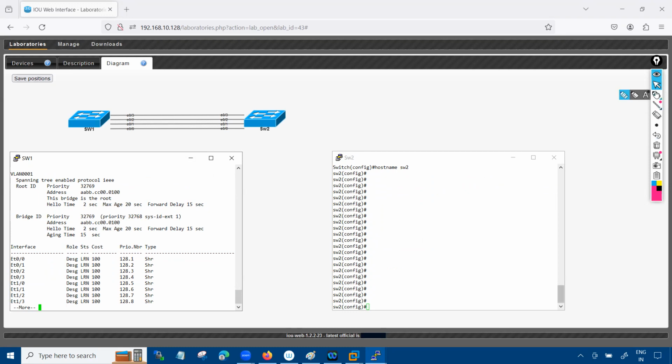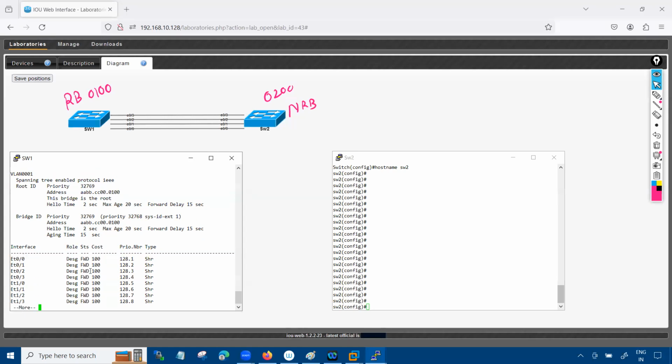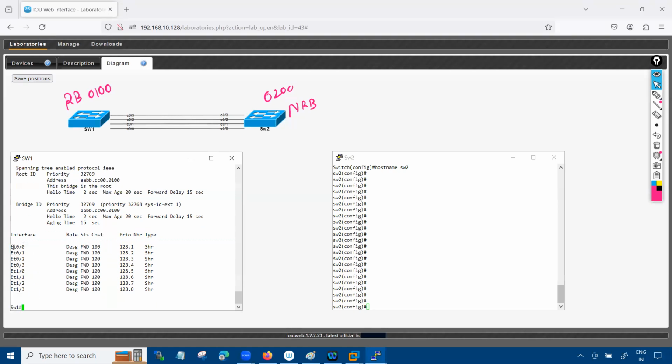you can see that switch 1 is the root bridge. The reason is the lower MAC address. This one has a MAC address of 0200, so this switch will become the non-root bridge. If you see all the ports 0/0, 1, 2, and 3, they are all in what? Designated forwarding. They are in the learning state; wait for some time. Now it's coming to forwarding.